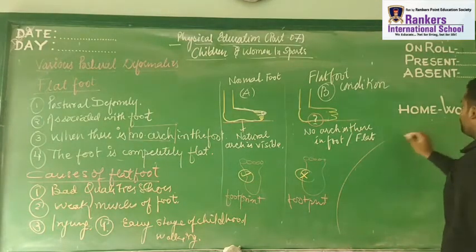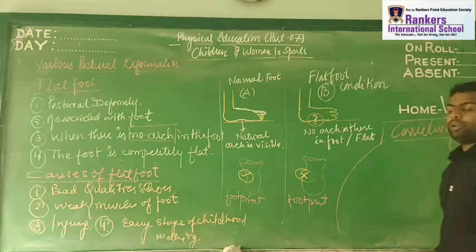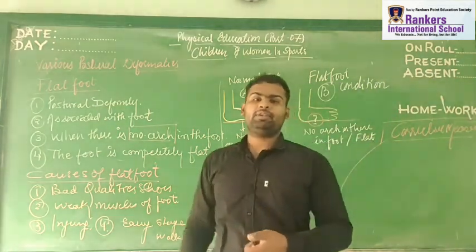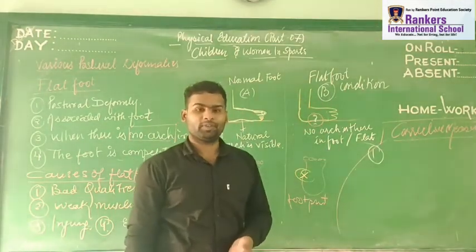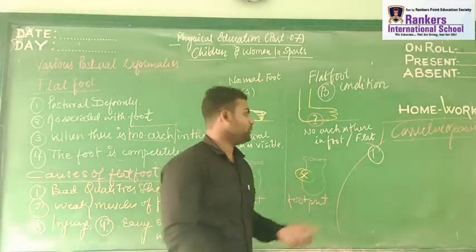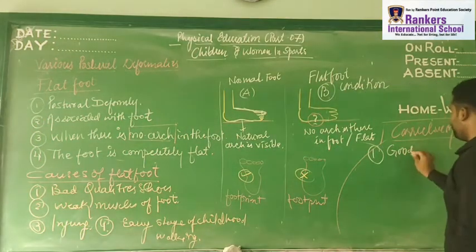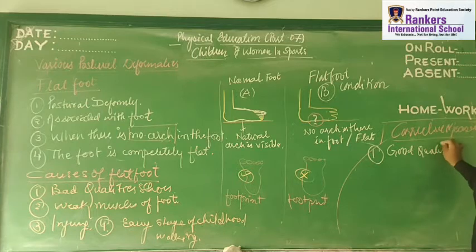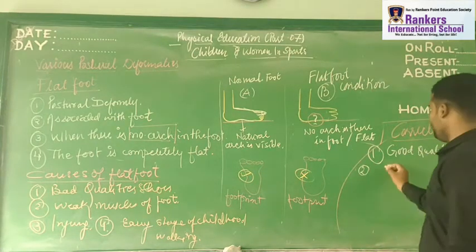So how to overcome it? What do we call it? Corrective measures. What are the corrective measures? The first corrective measure that we need to see is, what is it? Can you tell me? No? Let me tell you. The first corrective measure is good quality of shoes. Second thing. The second thing is walk.